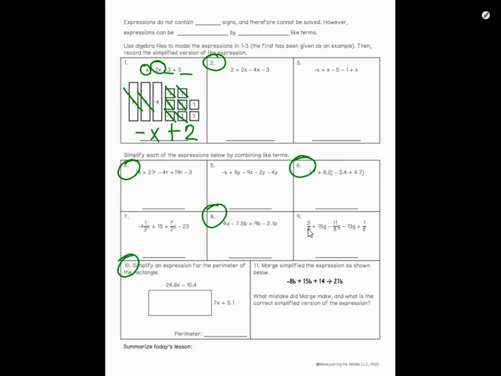Number 10 is asking for the perimeter. So remember, when we find perimeter, we do length plus width plus length plus width. That means that all the expressions you see, you're going to have to add. So take your time, do the work, and we will go over it.